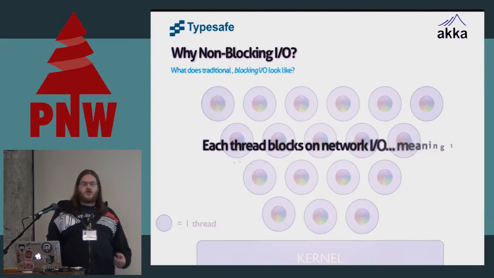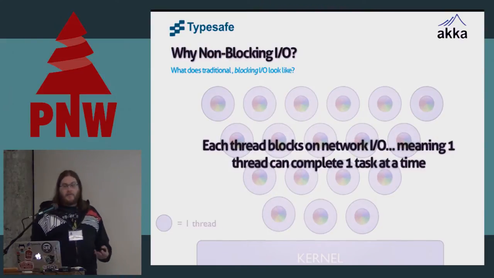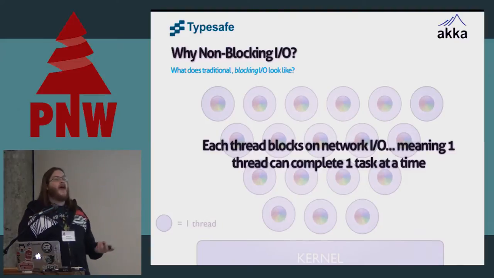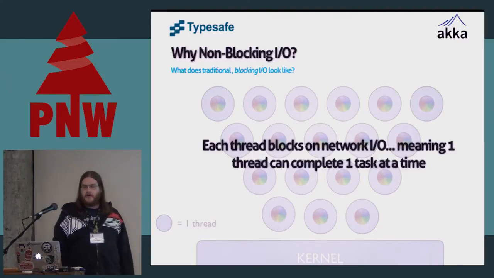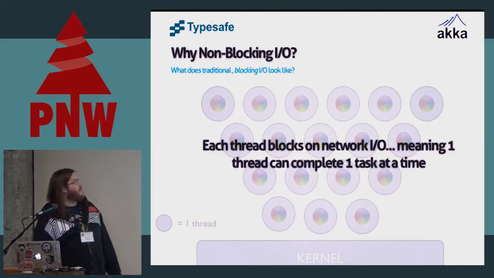And the biggest thing is each thread blocks on the network IO. It means one thread can complete one task at a time and no more. And this makes Paul Ryan very sad.